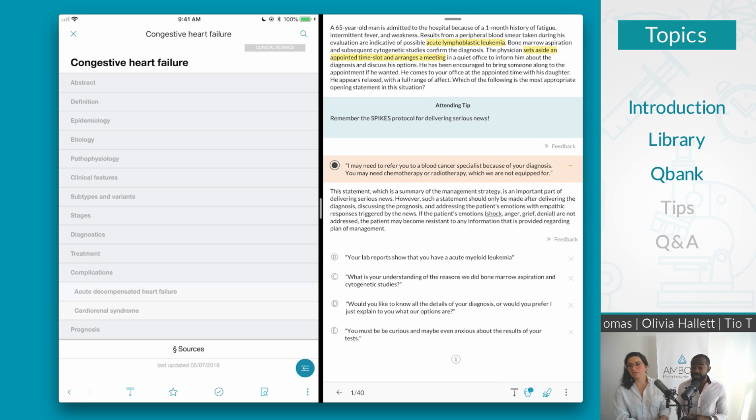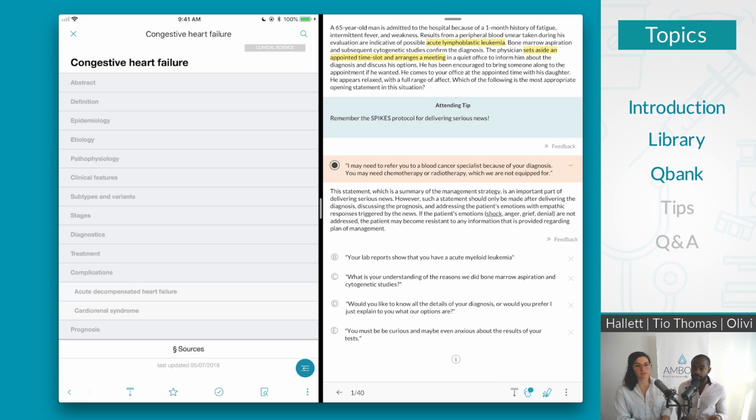The other thing is that there's a tip given to you, which you can see in the blue section on the iPad. Remember that there's a very specific way that we've ordered our thinking about how to deliver bad news to patients. The last thing is that it gives you highlights back into the question stem, so you notice it's gone back to what we've looked at.